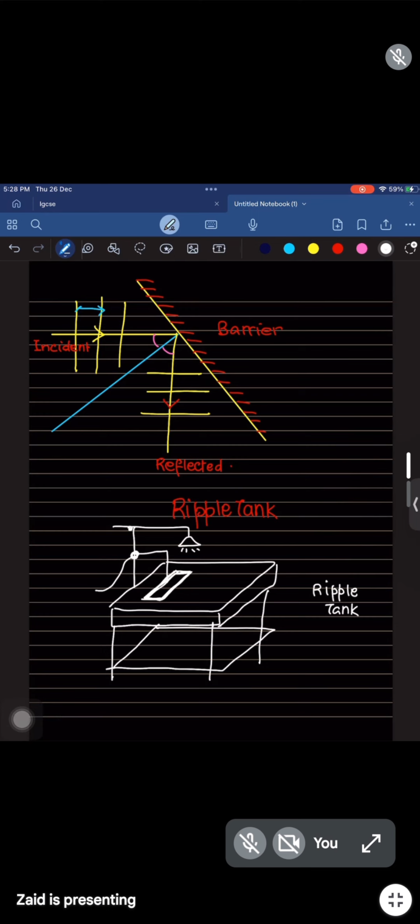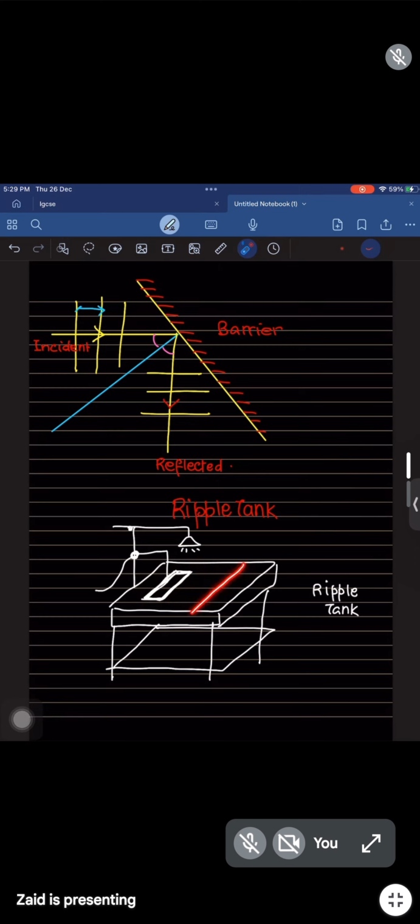All right, so the water waves will be generated like this. There's water over here. As soon as this starts vibrating, you can see ripples being generated over here. You can observe different phenomena in this. You can see reflection.